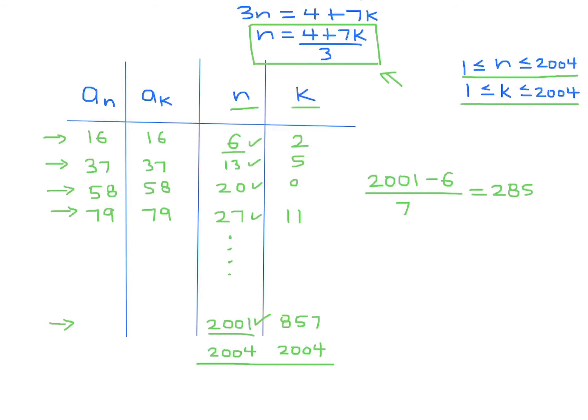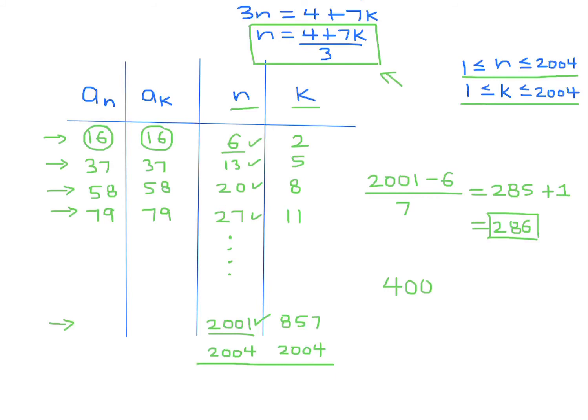That's how many n's you'll get in this list: 6, 13, 20, 27, and so on, all the way up to 2001. But you have to add one more, because this mathematical equation doesn't account for the very first one. So I've got a total of 286 n's. There will be a corresponding 286 k's, and each of those will produce a number that appears in both arithmetic progressions. So this is the number that you have to subtract from 4008.